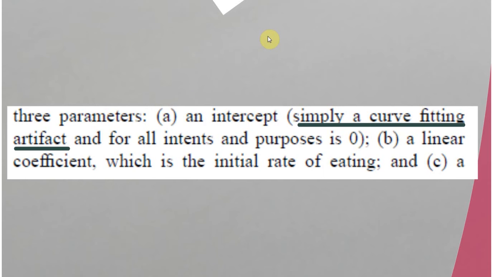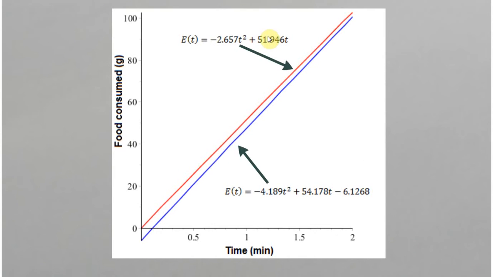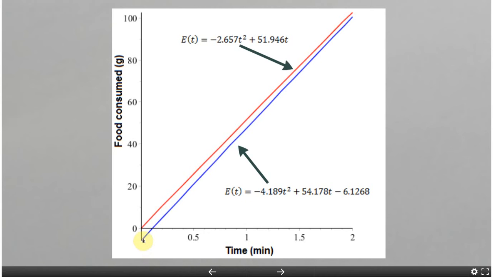The fudge factor, Kissileff himself says, is simply a curve-fitting artifact. For all intents and purposes, it should be 0. The best fit, though, is not 0. I actually took some of Corby-Martin's data, and I fit the best possible quadratic. That's the blue curve to the data. And in this case, at time equals 0, it gives me that there's a negative amount in the gut, which makes no sense at all.